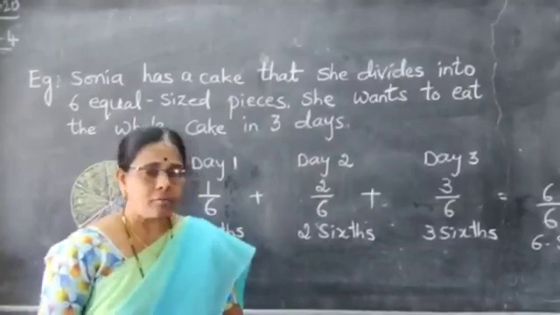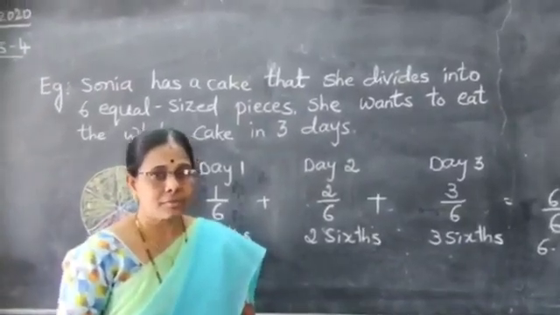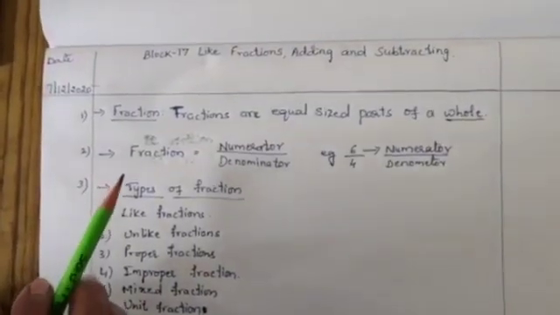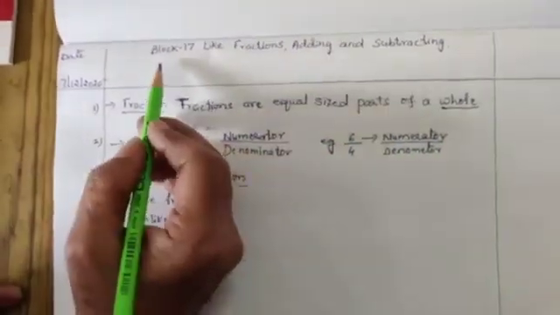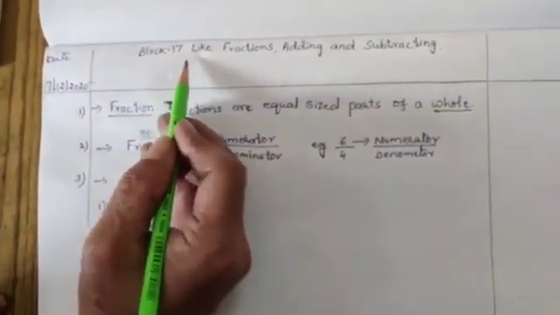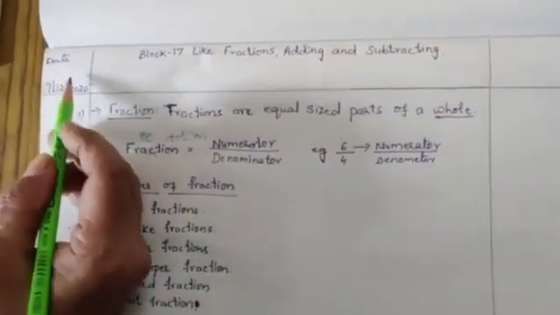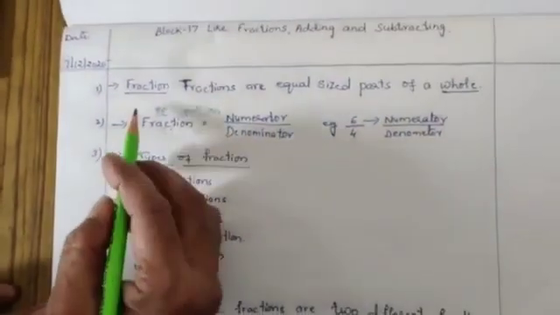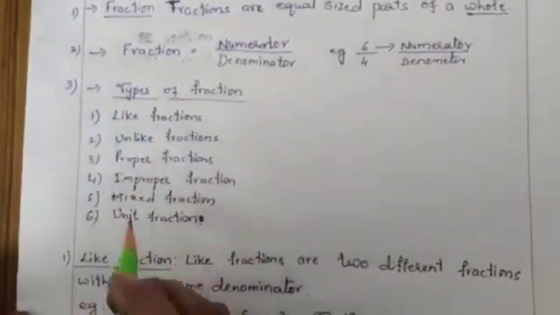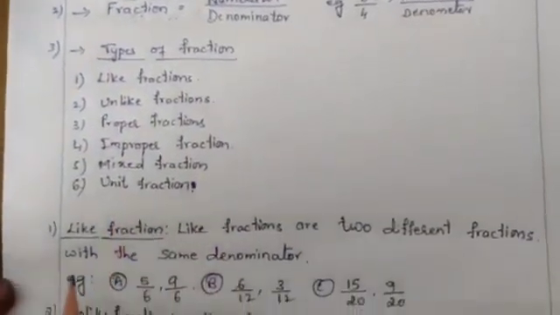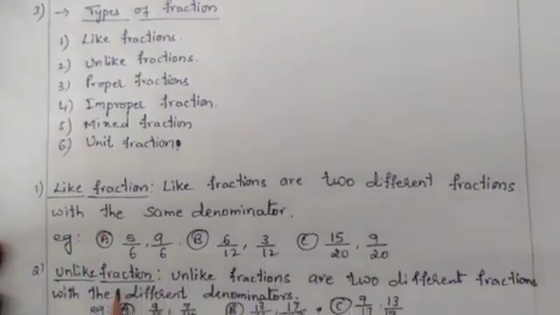Open your workbook. Now we'll do workbook sums. Before taking the workbook, take your classwork notebook. Draw a margin. Write the heading, block name. Write the date. Write the definition of fraction and types of fractions. I already explained on the board, children: like and unlike fractions.